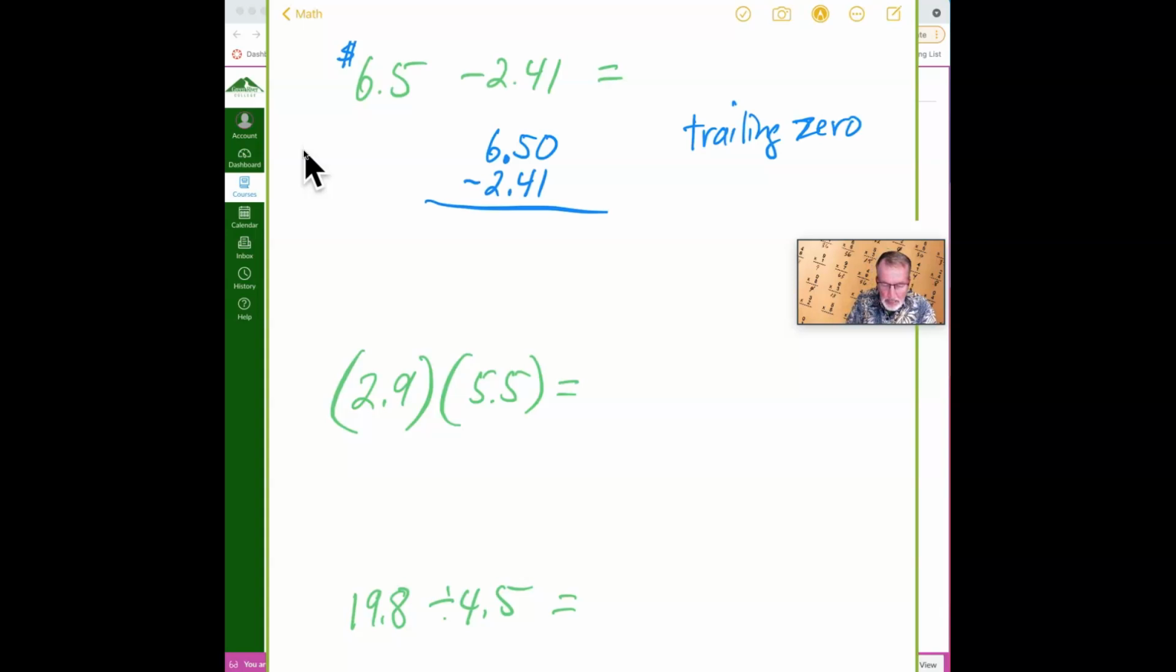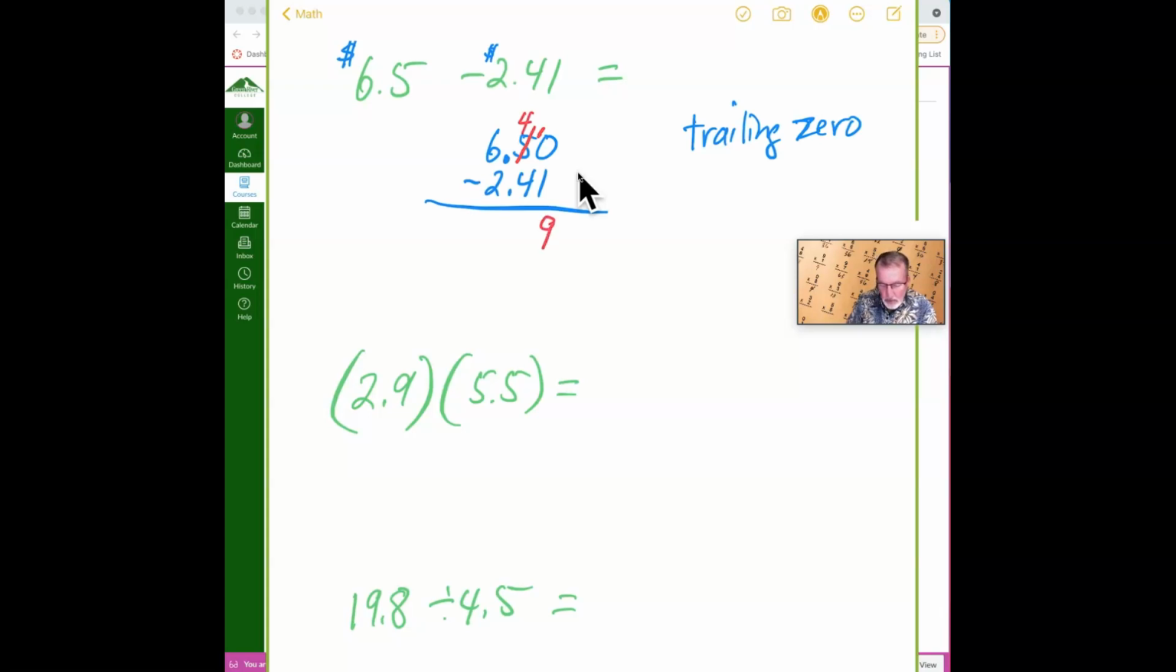So if you just imagine little dollar signs here, you've got $6.50, and you're going to spend $2.41. How much money do you get back? Okay. So now that we've got the columns lined up over each other, we're going to take 1 from 0, but we can't do that because 0 is less than 1, so we're going to borrow 1 from the 5. The 5 is in the tenths column, so we're actually borrowing 10. It's 10 times more than the column on the right. So that makes this like a 10. 10 minus 1 is 9.